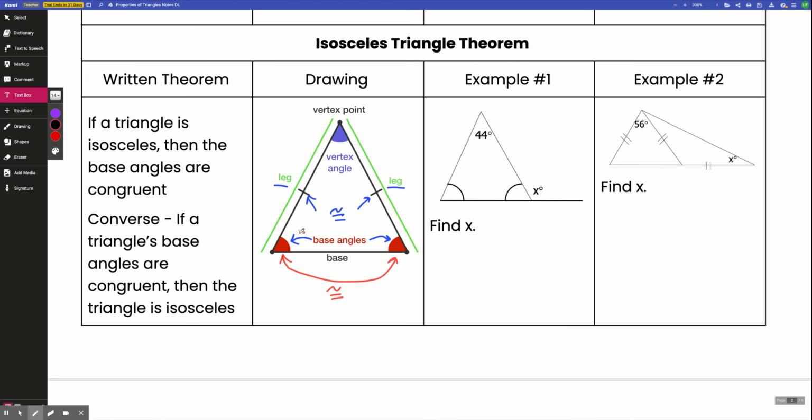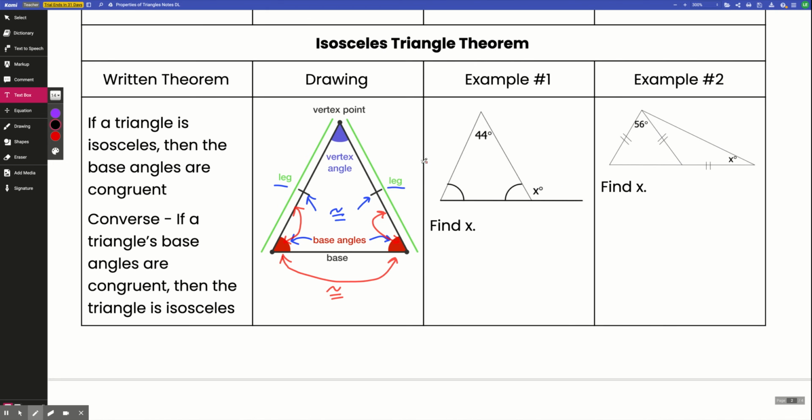Basically, the way you want to think about it is if you have these angles marked at the bottom, the sides that are right above them are connected, right? So if the base angles are the same, then the legs are the same. If the legs are the same, then the base angles are the same.